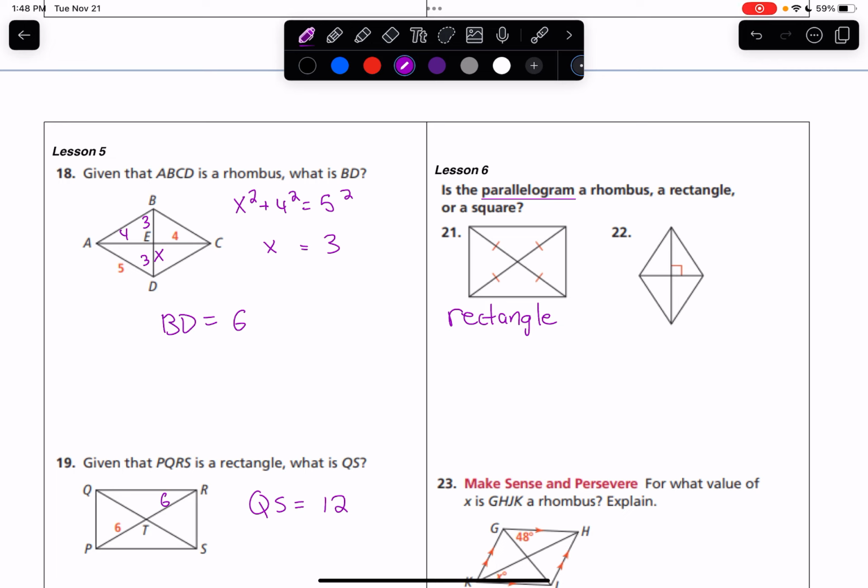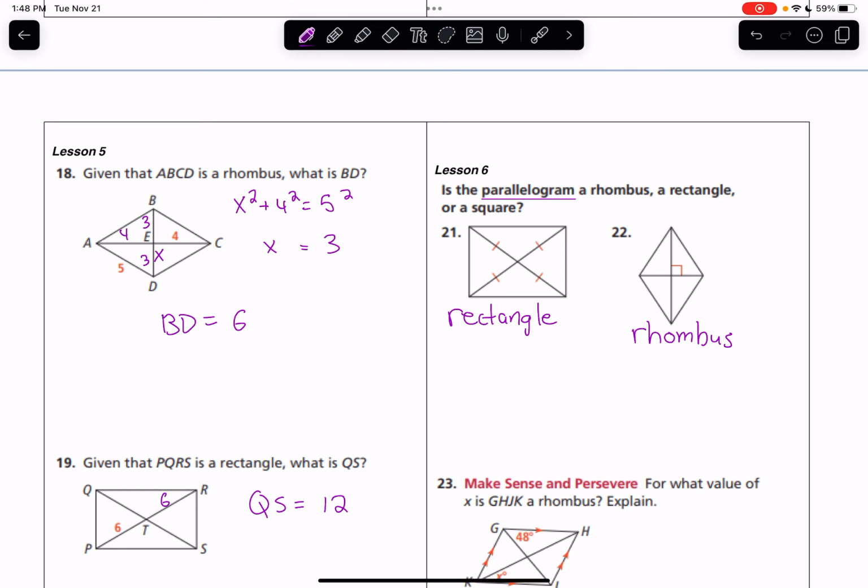Number 22, we know it's a parallelogram and it has perpendicular diagonals. Any parallelogram with perpendicular diagonals is a rhombus. And we don't know anything else about it. Not trying to put an E on the end. It's not rhombus-E, it's rhombus.